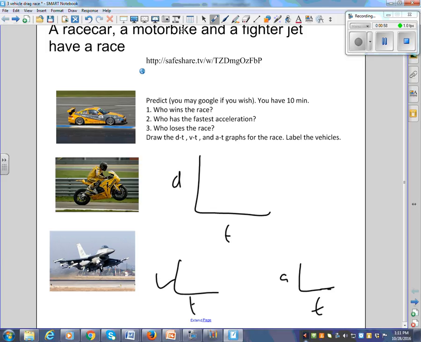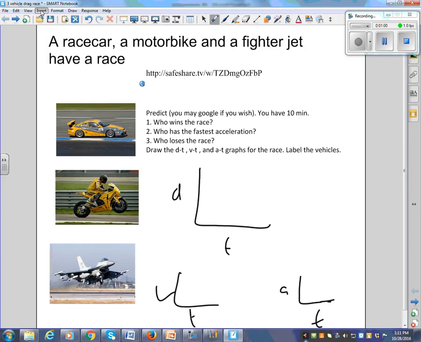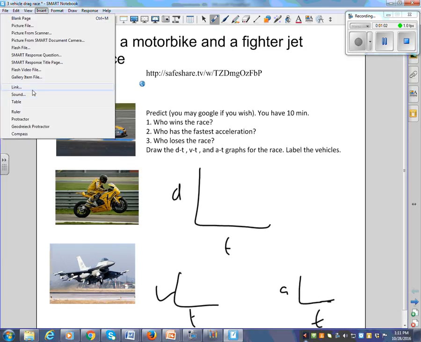What is your question? So they're all stopped and then they go? They're all at the starting line, and all their engines are running. No, they're all at 0. All at rest.